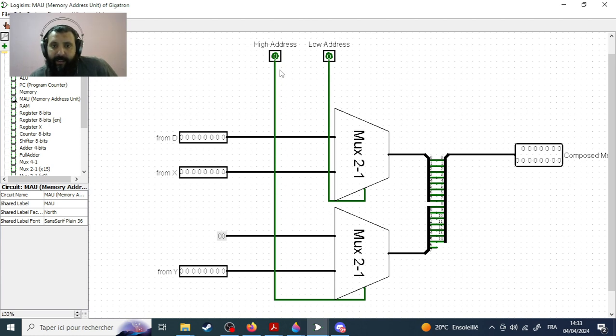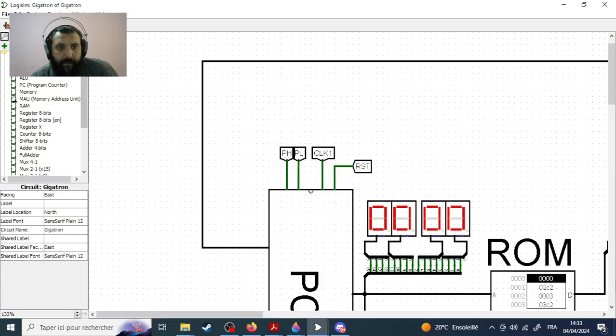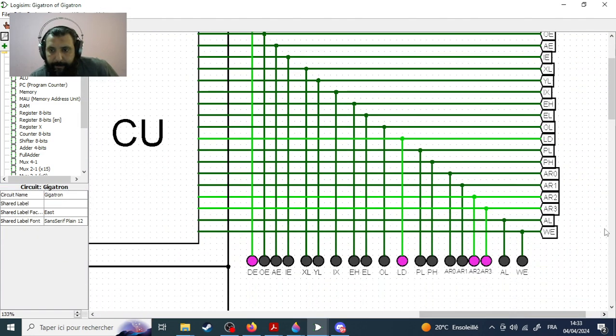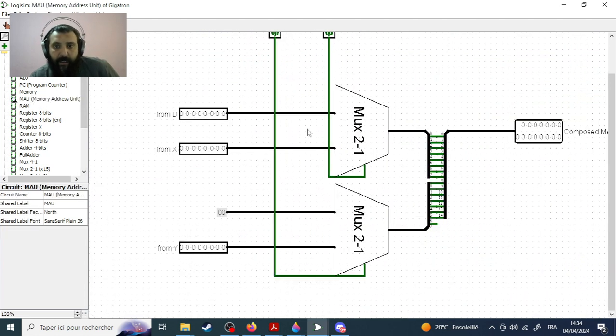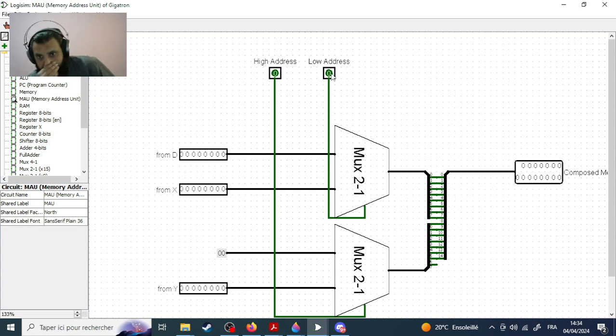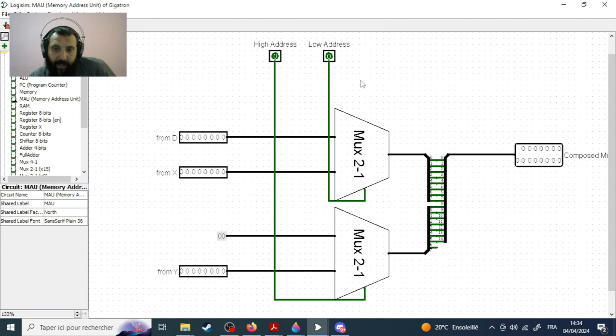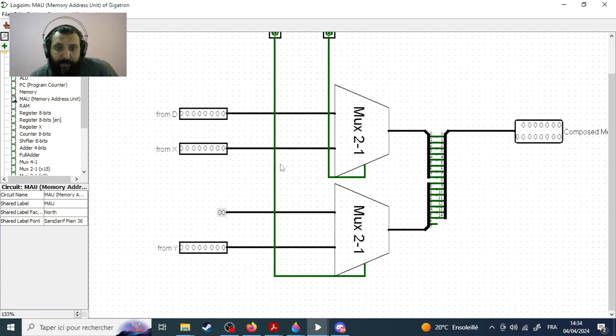This is EH and this is EL. And 01, very good. We did it the last time. We put 1 here to get X, and we put 0 here to get 0. Okay, the components are all related.